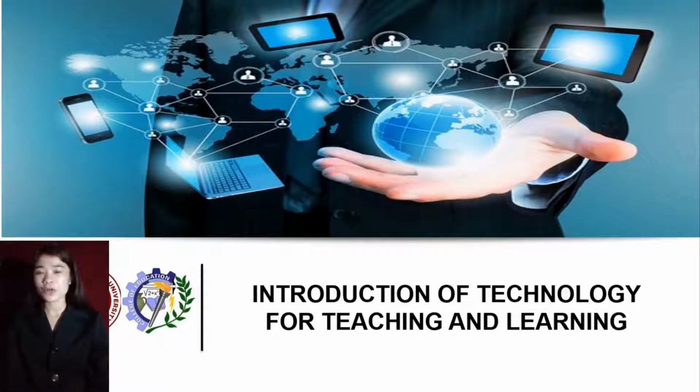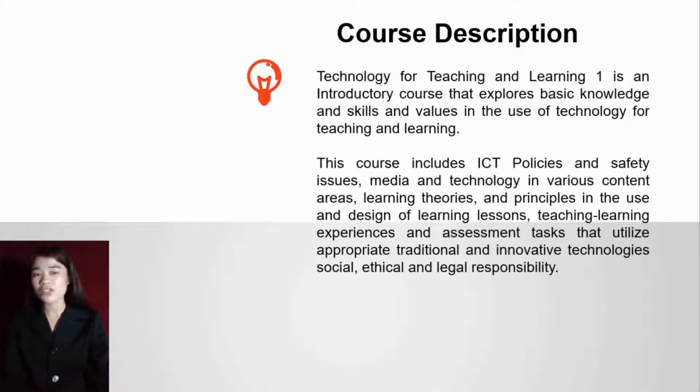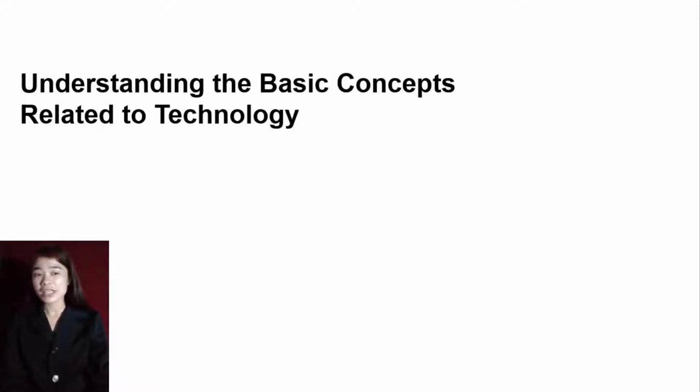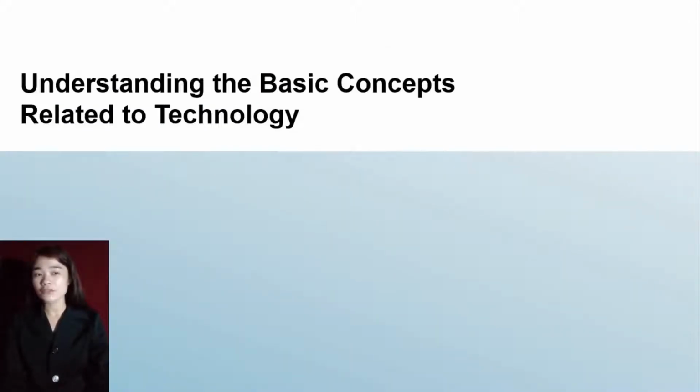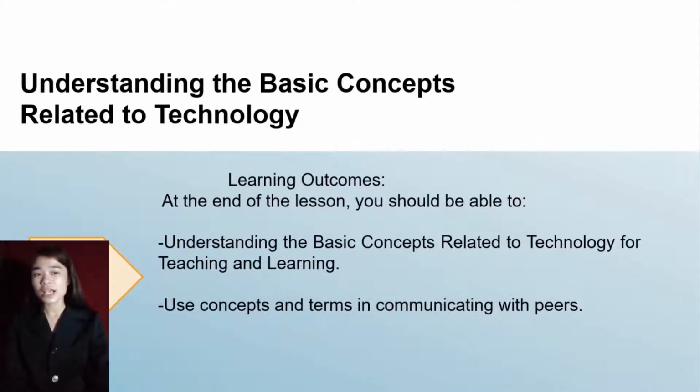We are the first group and we're going to introduce the introduction of technology for teaching and learning. Technology for Teaching and Learning 1 is an introductory course that explores basic knowledge, skills, and values in the use of technology for teaching and learning. This course includes ICT policies and safety issues, media and technology in various content areas, learning theories, and principles in the use and design of learning lessons, teaching learning experiences and assessment tasks that utilize appropriate traditional and innovative technologies, social, ethical, and legal responsibility.